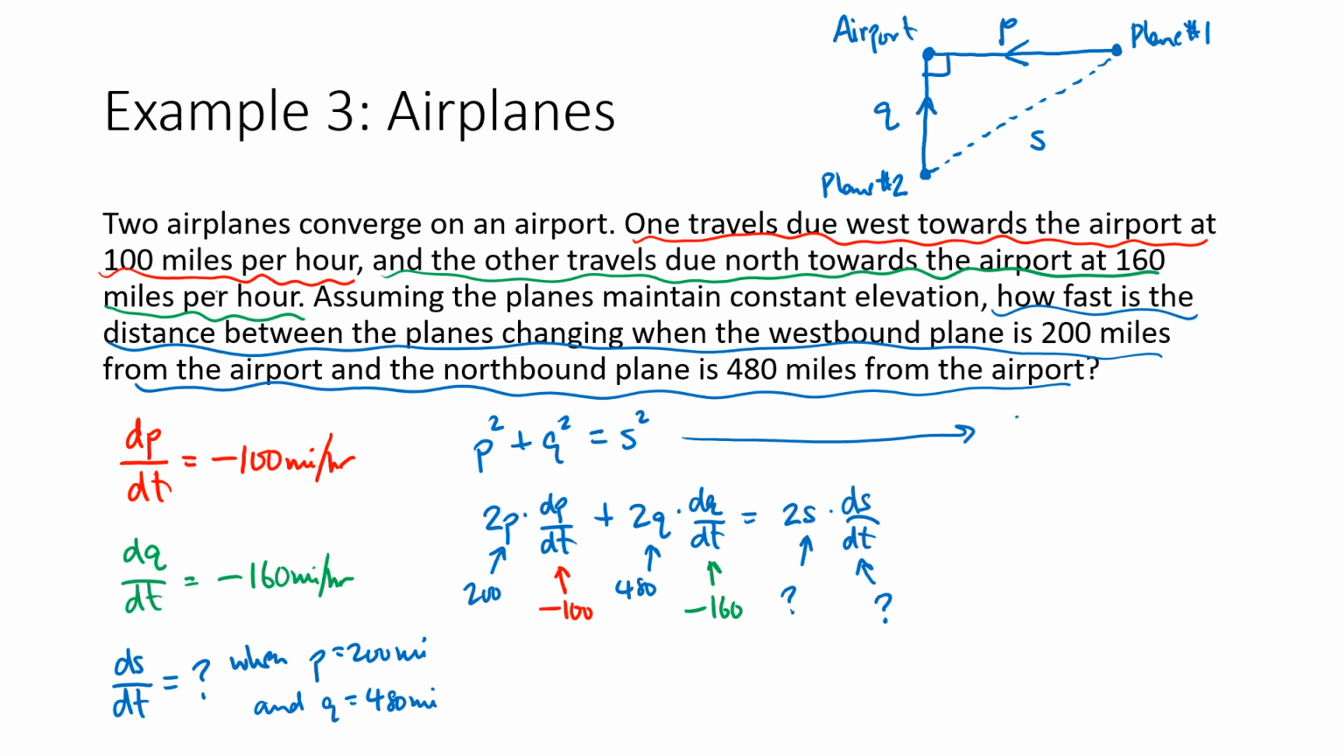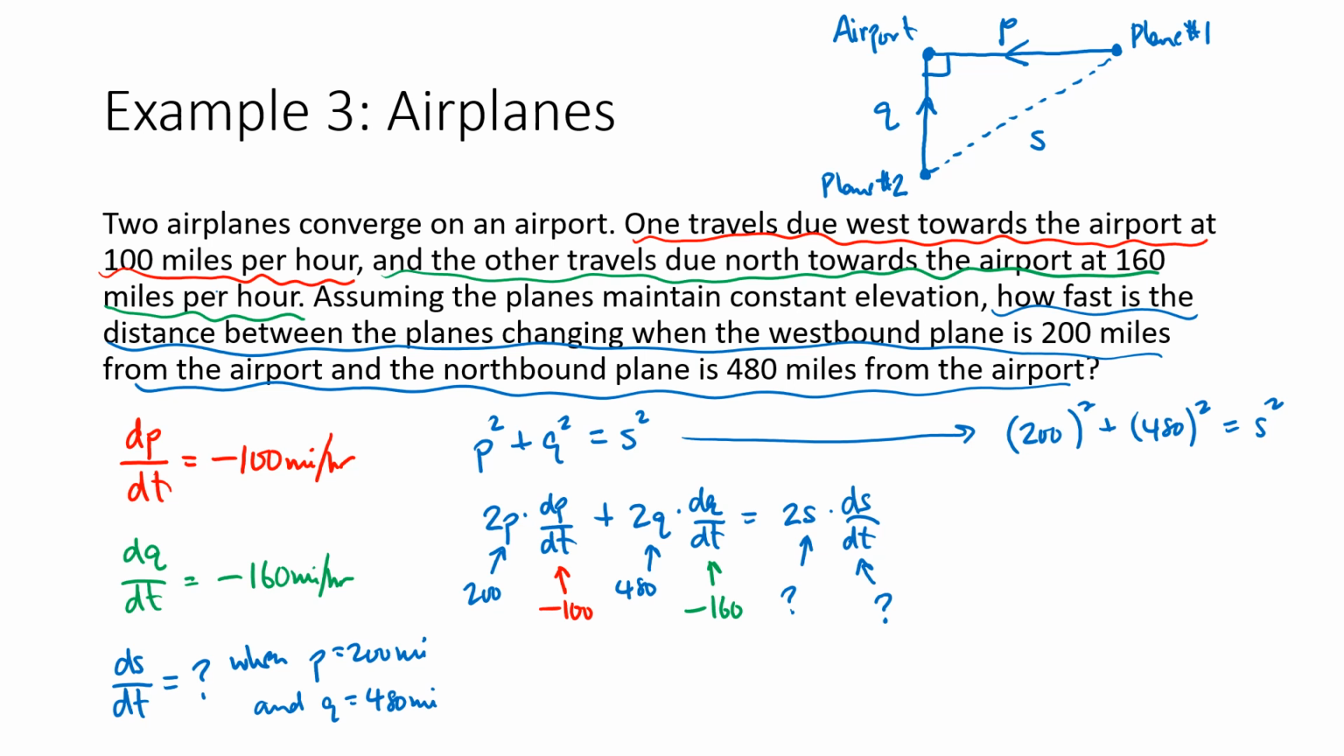So we can plug those in. p is 200, q is 480, and we can use that to solve for s. Now, we wouldn't have wanted to do this before taking the derivative, because if we had plugged in before taking the derivative, well, now p and q have become constants, and if we tried to take the derivative now, we would just get zeros.